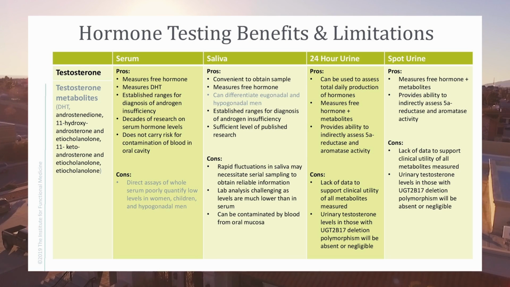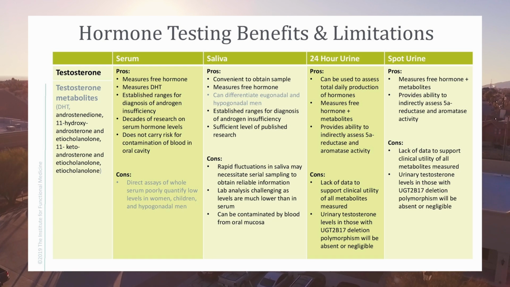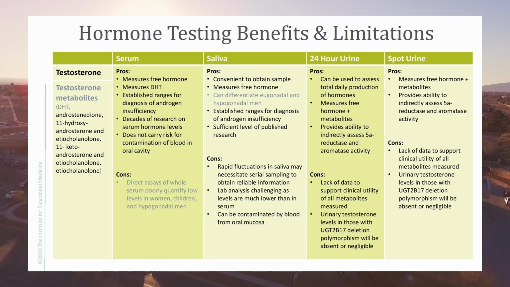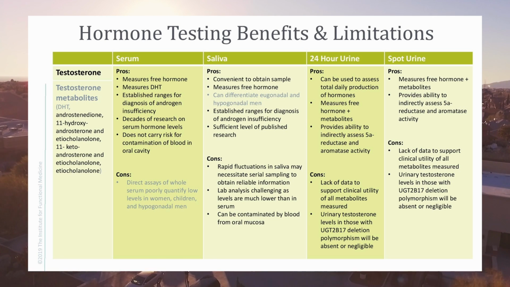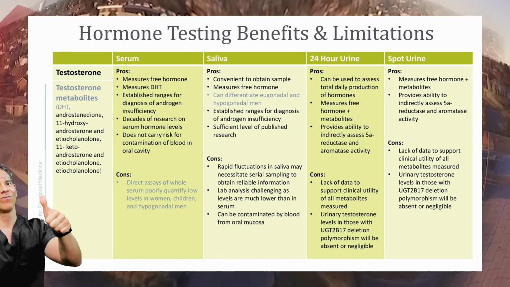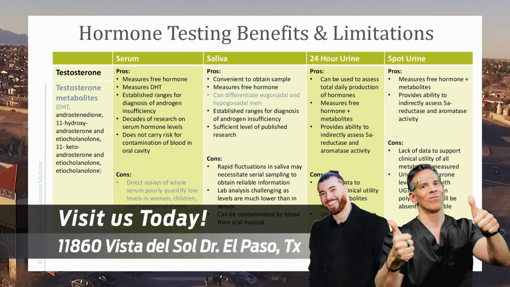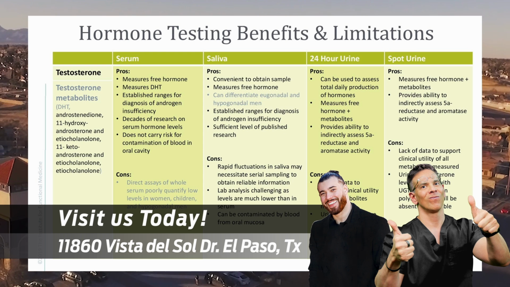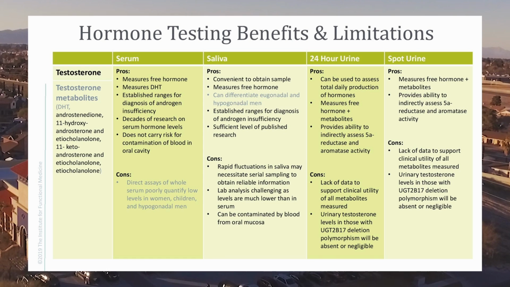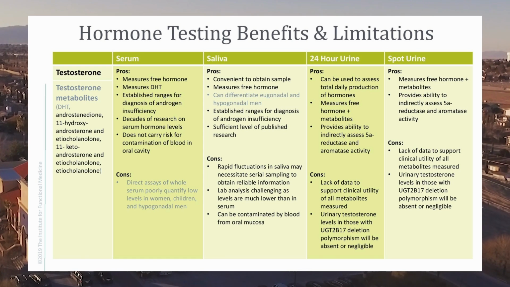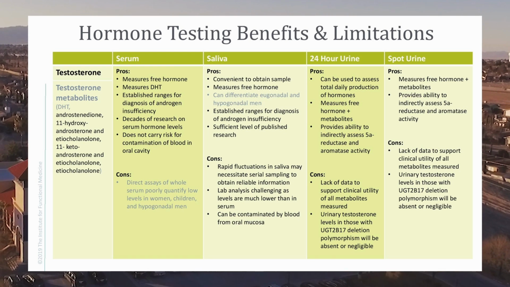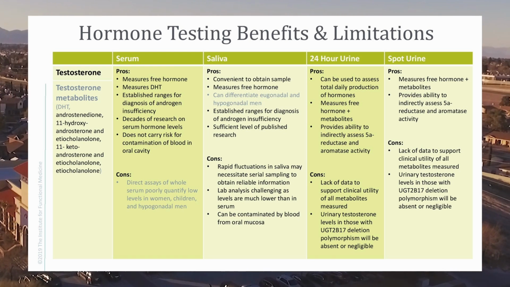The 24-hour urine testing for testosterone can be used to get a total daily production of testosterone. You're going to get both a free hormone level and the metabolites, which is kind of nice. And you can use that information to indirectly assess 5-alpha reductase activity and aromatase activity based on how much of each of the different metabolites you're getting. So that's really helpful. There isn't necessarily a lot of data to support the clinical utility of all the metabolites that are measured.